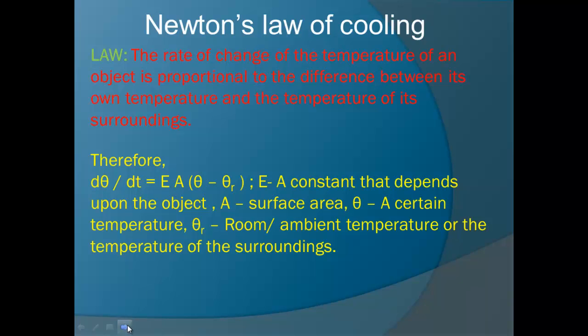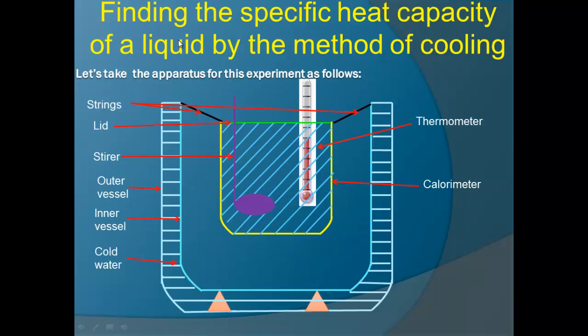Now let's go for a sample practical in which Newton's law of cooling can be proved and used. This is the setup that I'll be using. You can find the specific heat capacity of a liquid by the method of cooling. In this method I use Newton's law of cooling to take the final readings. So the apparatus used here is something like this.